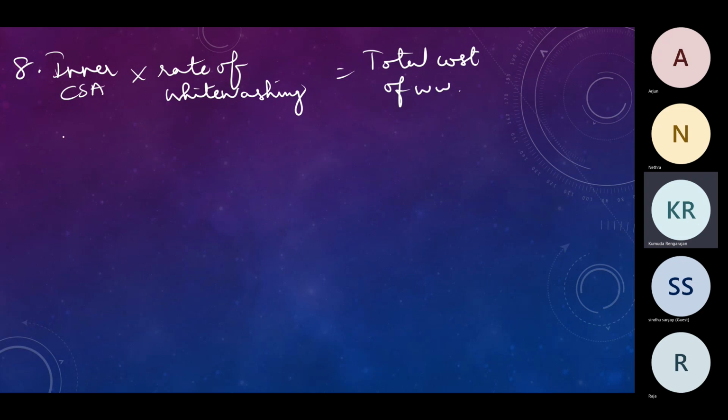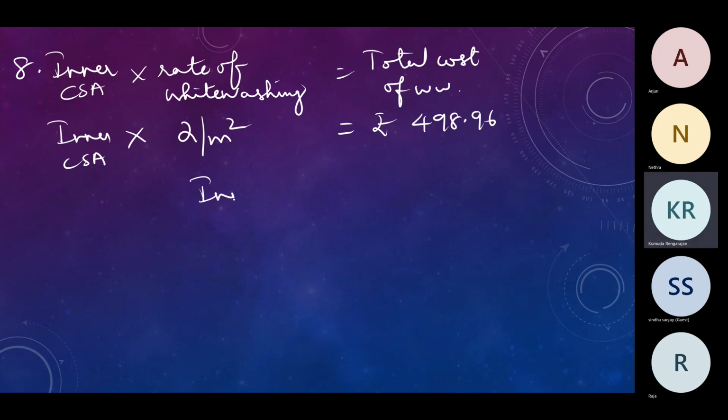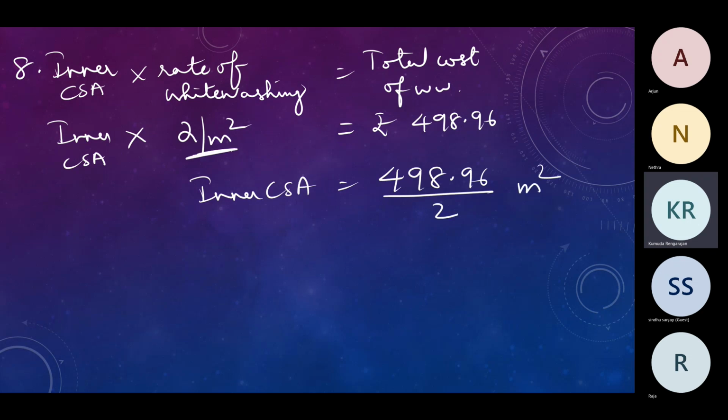So inner CSA, we do not know. So inner CSA into, what is the rate given? 2 rupees per meter square is equal to the total cost. What's the total cost? Rupees 498.96. So the inner CSA will be 498.96 divided by 2 meter square, because here it is 2 rupees per meter square. So the inner CSA will be in meter square.